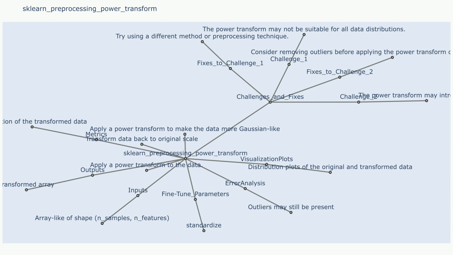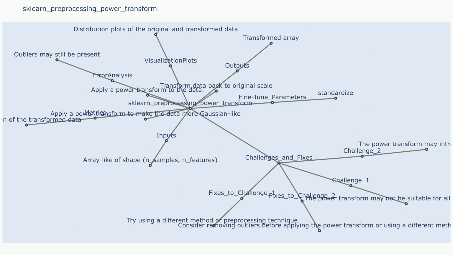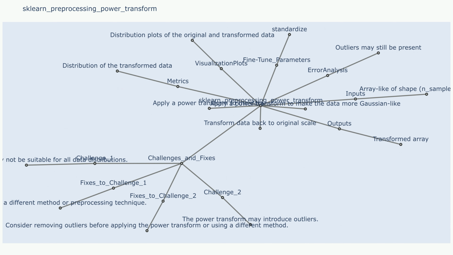Method: the power transform method to apply. It can be Yeo-Johnson (default) or Box-Cox. Yeo-Johnson: a more general transformation that can handle both positive and negative values. Box-Cox: applicable only to positive values. Outputs: X transformed, the transformed array-like data where each feature has a distribution closer to normal. Lambdas: an array containing the optimal power transform parameters for each feature, if method is set to Yeo-Johnson.